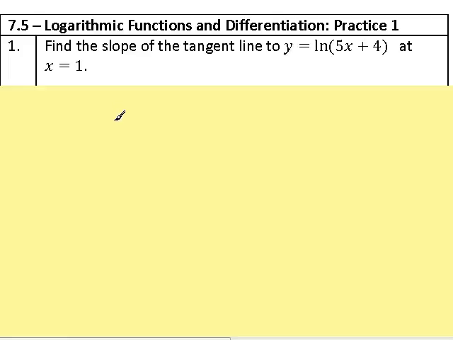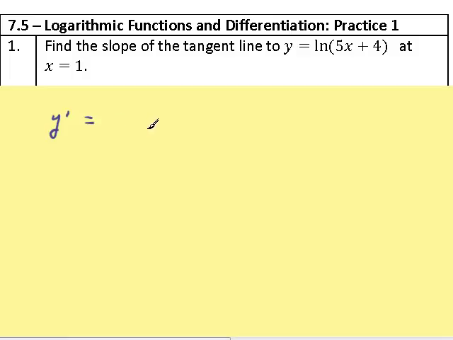Number one, we want to find the slope of the tangent line to y equals ln(5x + 4) at x equals 1. So we first have to simply take the derivative, and then we're going to substitute x equals 1. The derivative gives us slopes of tangent lines at various points. All right, so let's take the derivative.